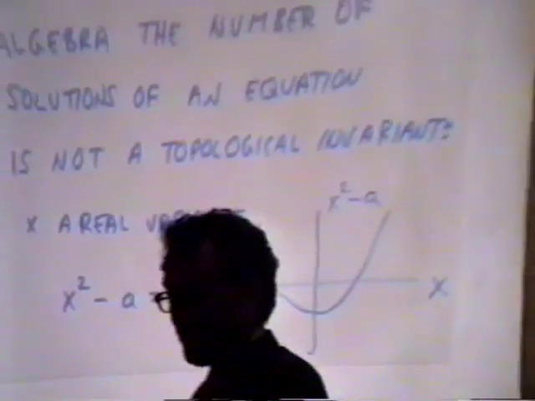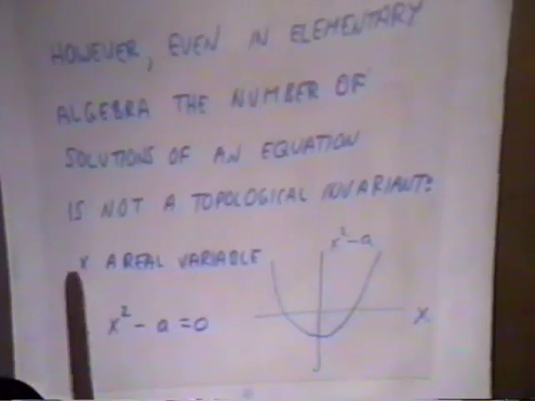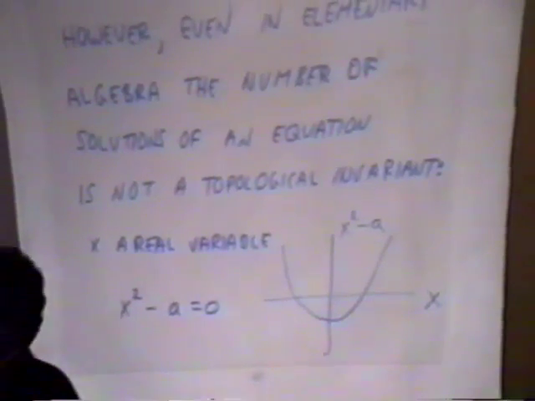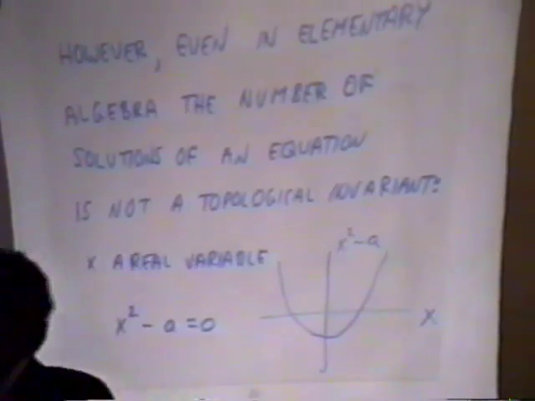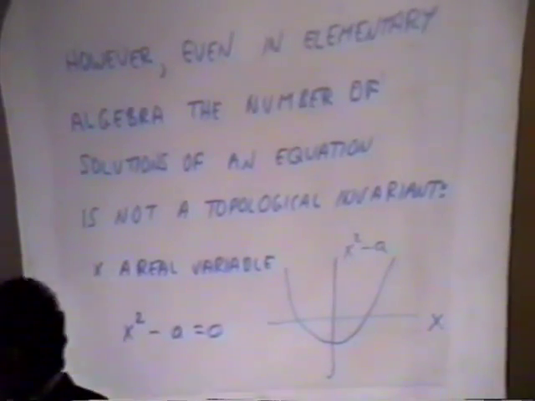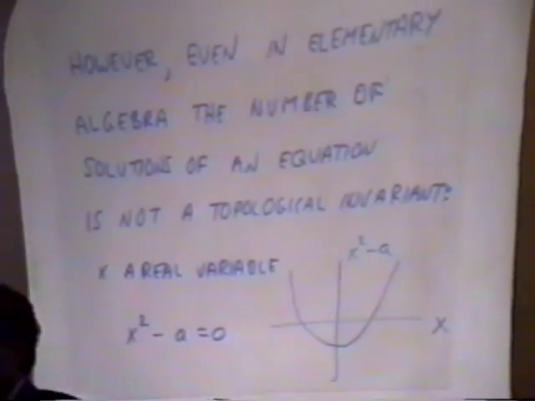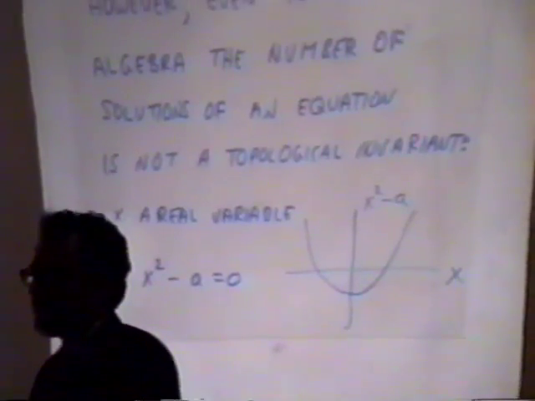However, it's a fact of life that even high schoolers learn that the number of solutions of an equation isn't invariant under deformations. If x is a real variable, and we look at the equation x squared minus a equals 0, a being a real number, of course the number of solutions jumps from 2 to 0 when a changes sign. Here's what the picture looks like when a is positive. But we all know also what the cure for that is.